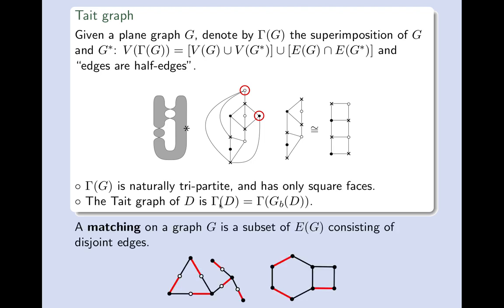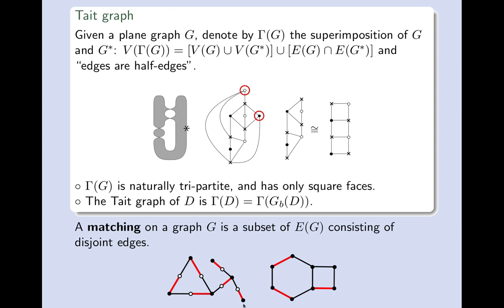Now, let me also give this apparently disconnected definition. A matching on a graph G, not necessarily planar, even though the examples I'm showing here are planar, is just a subset of its edges consisting of edges which are disjoint, so no vertices in common. The first example here on the left is a bipartite graph. All the vertices are either white or black, and all black are connected only to white and vice versa. The red edges are meant to represent the matching, so these are the edges that belong to the matching.